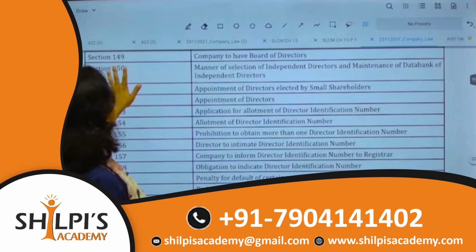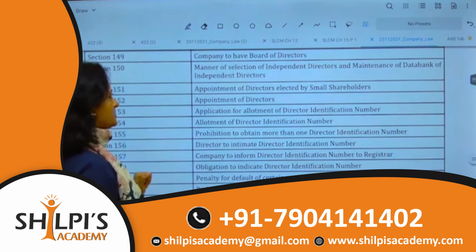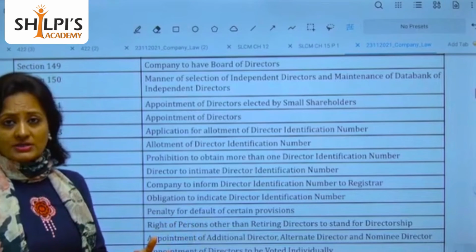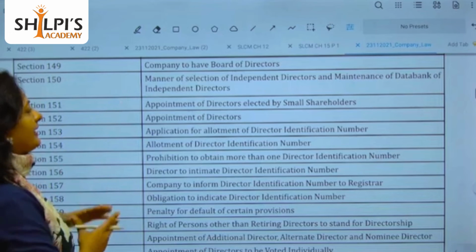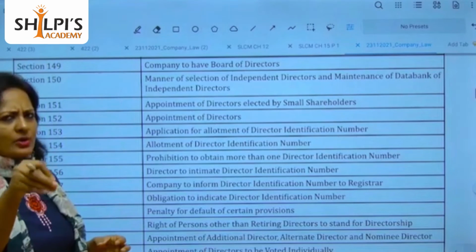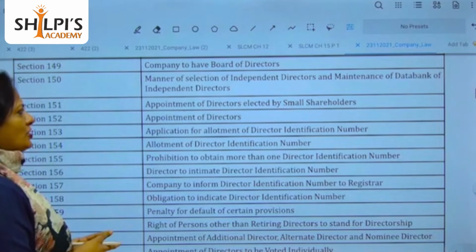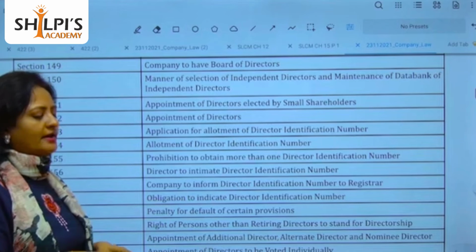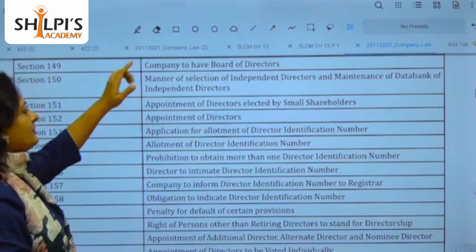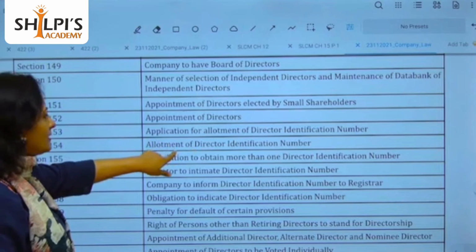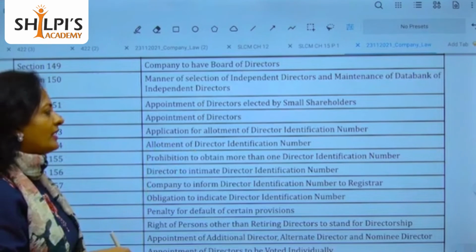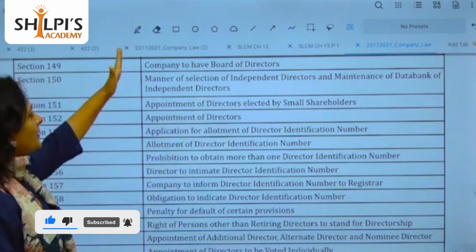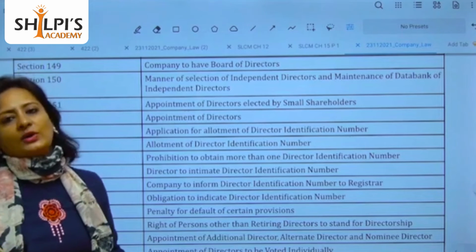Over here, section 19 is company should have a board of directors. And then after that, if it should have a board of directors, it should know from where to get independent directors also. So it should maintain a data bank of independent directors. It should have one more type of independent directors, that is your small shareholder director. Then after making sure that it has all these three sorted, it has to appoint the directors. For them, it should have a DIN number. It should allot the DIN number to them. If someone is having more than one DIN, you have to prohibit that also. That director should intimate the DIN number to you also. So in this way, you have to make a story out of it.